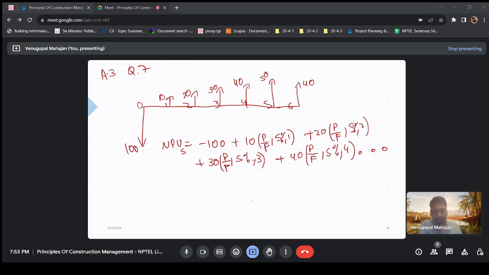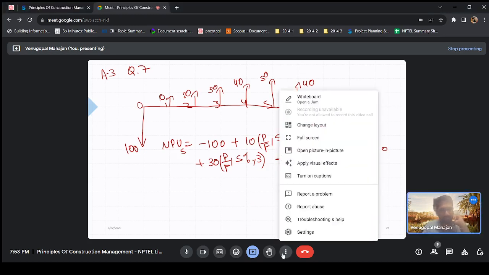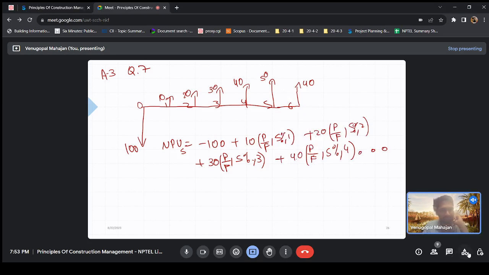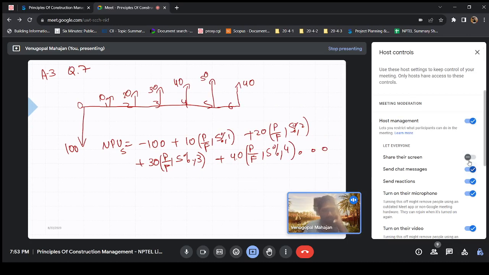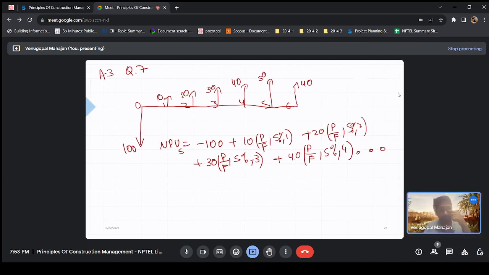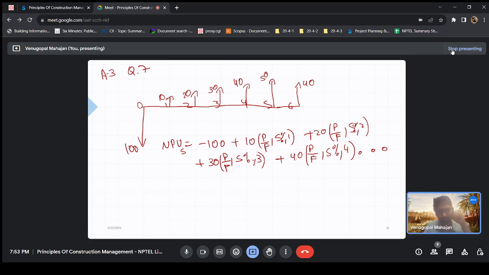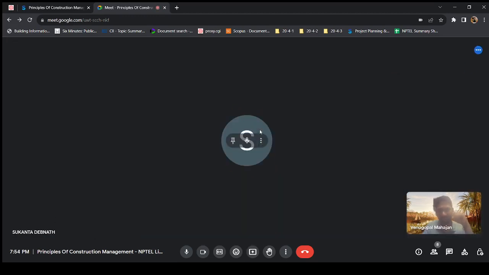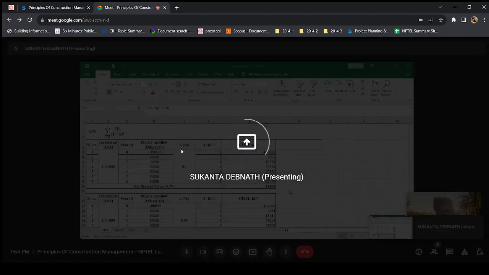Is there any option to share the screen? Okay, share the screen. I think there would be host control, but I would allow it. Give me a minute. Can you share the screen now? Yes, sir. Sir, is it visible to you? Yeah.